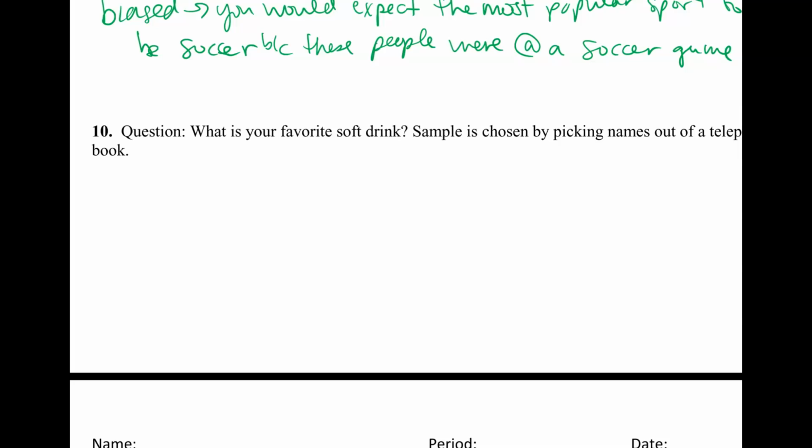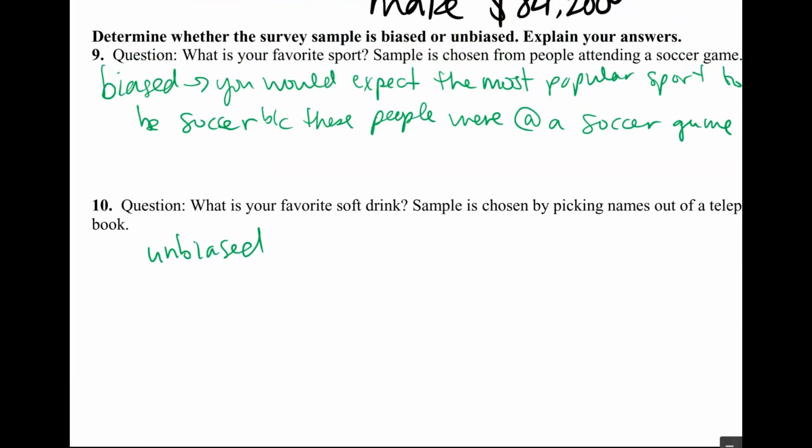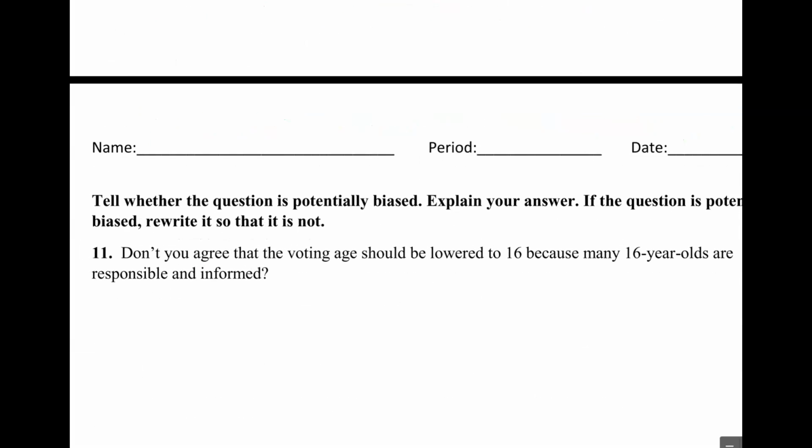Okay, number 10. What is your favorite soft drink? Samples chosen by picking names out of a telephone book. Biased or unbiased? Unbiased. Look how easy that was. Boom, done. You don't have to explain because it's not biased. Only if it's biased do you have to explain. Cool. All right. Number 11.